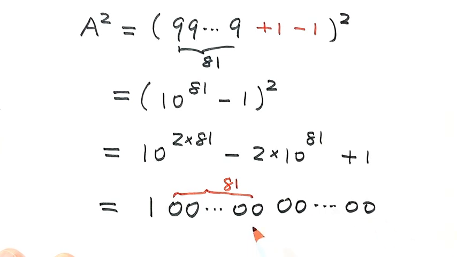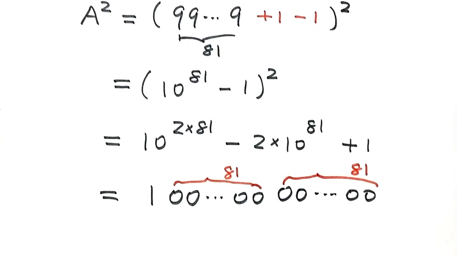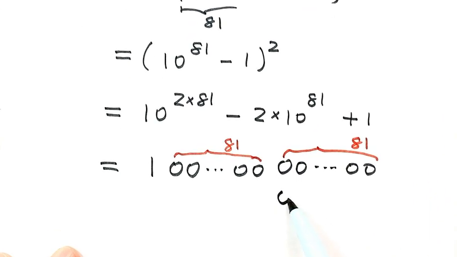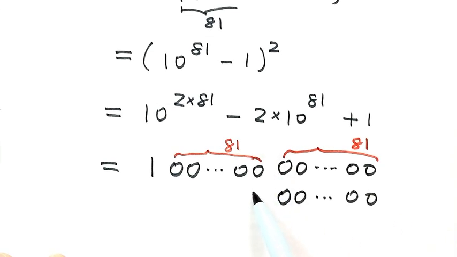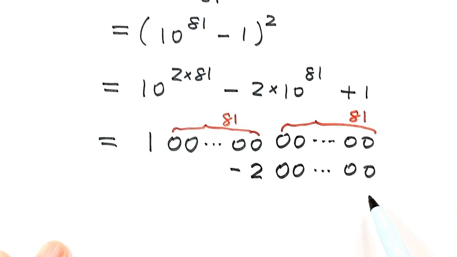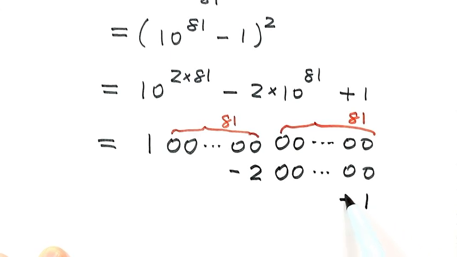Then 2 times 10 to the power 81 means 2 followed by 81 zeros. So then here 81 zeros is here. Then the 2 corresponds to this digit here. Then minus 2. Then the last digit plus 1. Then here just 1. Then plus.